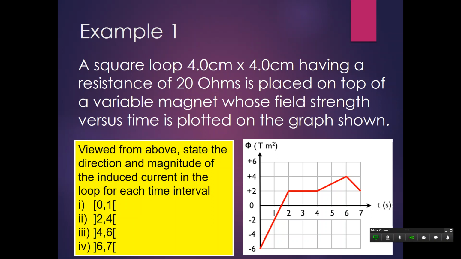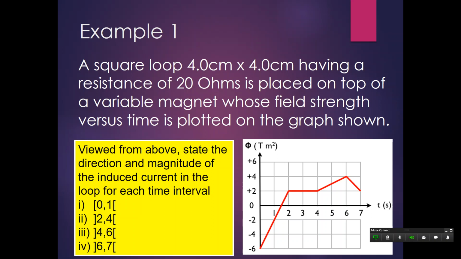So there are intervals during this 0 to 7 second time frame where the flux is changing. That means you would expect there to be an induced current here, here, and there as well. Now, we just need to figure that out. Let's draw this and see what we have.